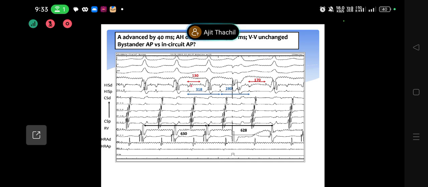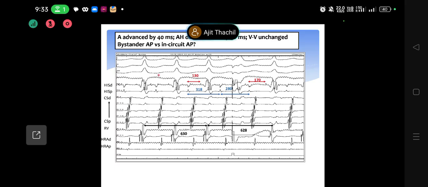Here is the AH interval during the tachycardia cycle length. The AH interval, here is A, here is H. The AH interval is 130 during our tachycardia. But when our PVC came, the A became early by 40 milliseconds. What was 320 became 280. Now, an A which was early by 40 milliseconds promptly made the AV node decrement. The A has to connect to the H by the transitional fibers, which have a property of decrement.